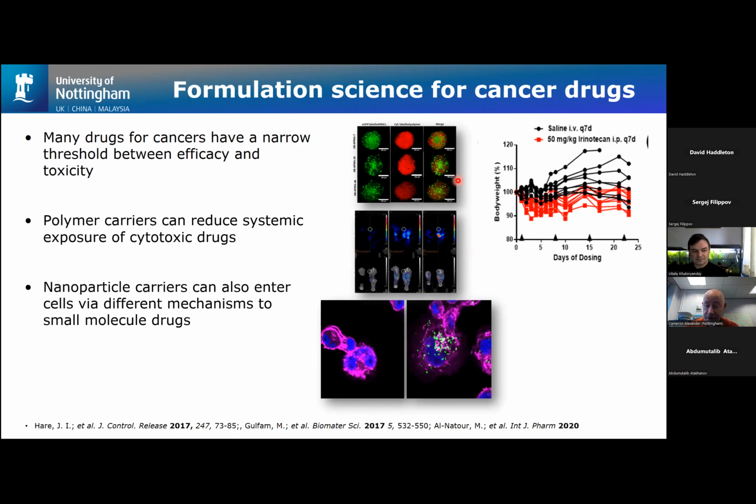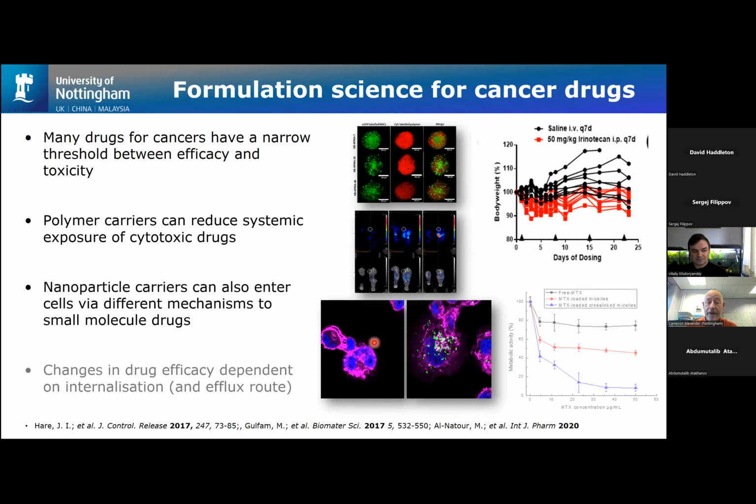But the other thing that's interesting is that some nanoparticle carriers can enter cells via different mechanisms to small molecule drugs. So they don't go in through conventional cation or anionic transporters. And that can actually give a change in drug efficacy dependent on the route of internalization. So if the drug goes in through a different door, if you like, into the cell, then it can alter some different pathways. And this is methotrexate.